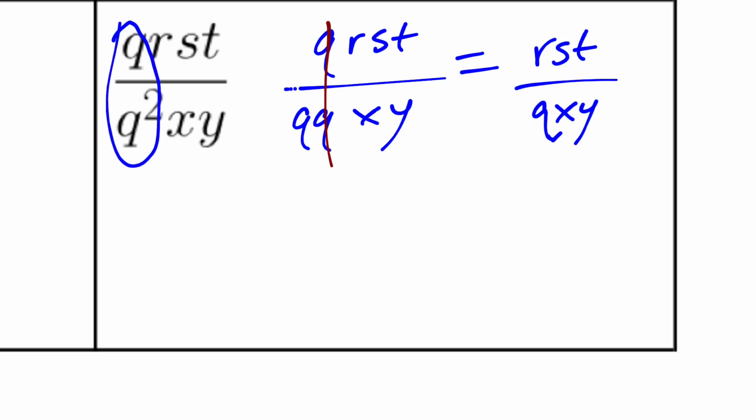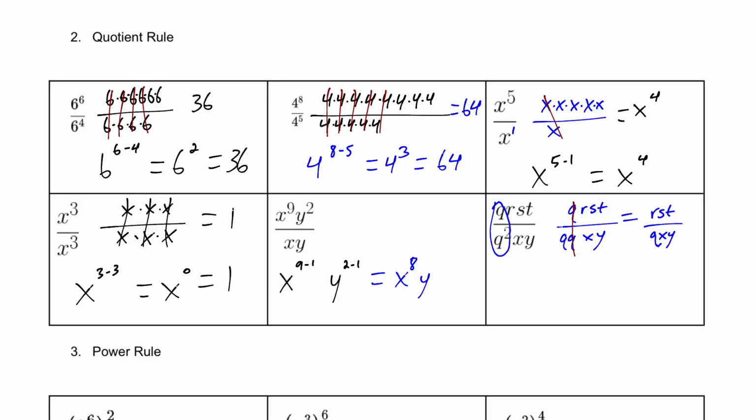When it comes to the quotient rule, we look for the same base on the top and the bottom of the fraction, and we subtract the exponents. If a letter is only on the top or only on the bottom, we do absolutely nothing with it. If there's not a number, we assume that the exponent is 1.